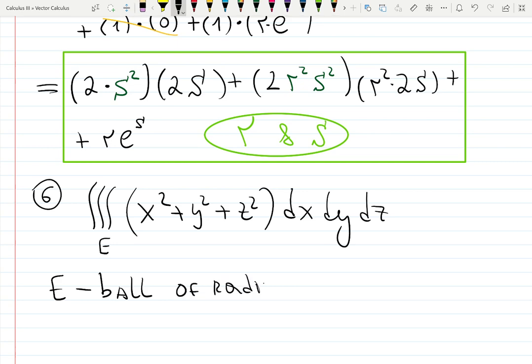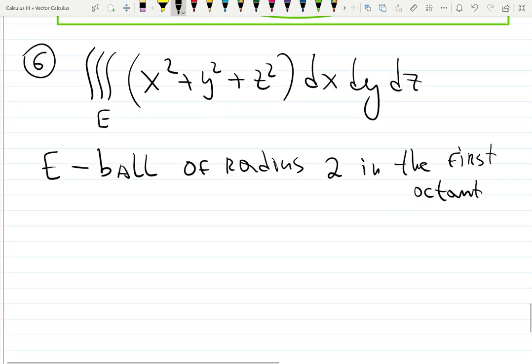Of radius 2 in the first octant. Quadrant is in 2D, and in 3D it is octant. Yeah, but you're right.